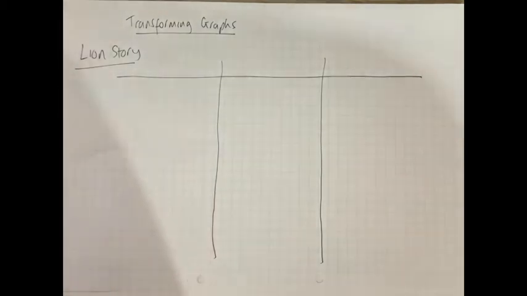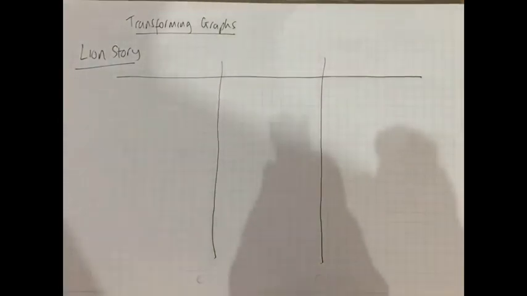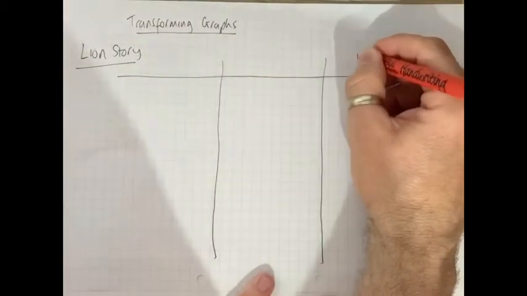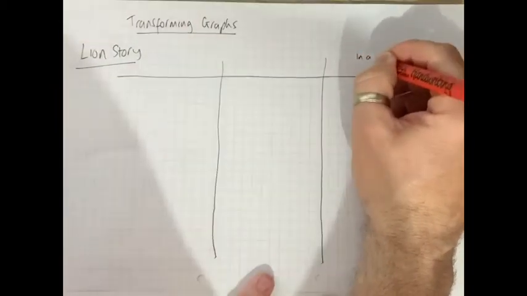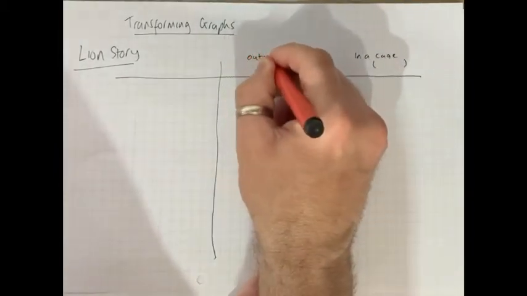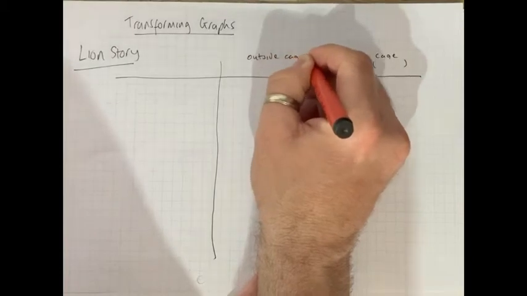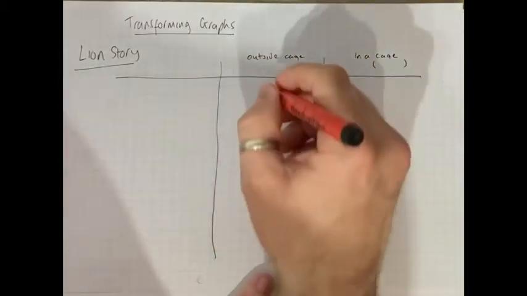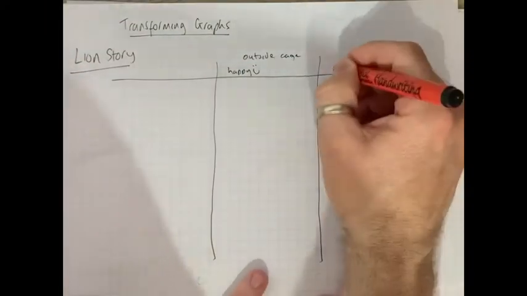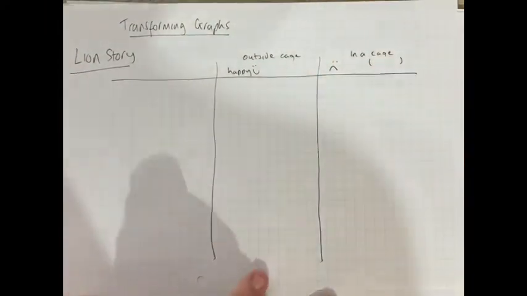Now, believe it or not, that helps you learn how to transform graphs, because we have two moods. We have a mood when we're in a cage, when you're in brackets, or when you're outside a cage. When you're outside the cage, you're happy. When you're inside the cage, in Dudley Zoo, you are sad.